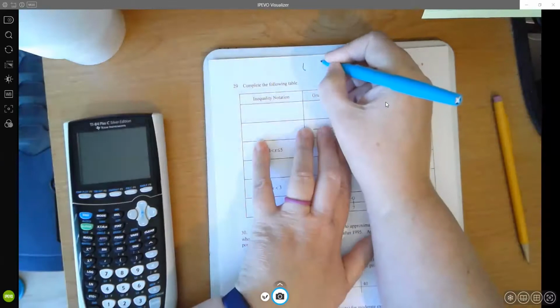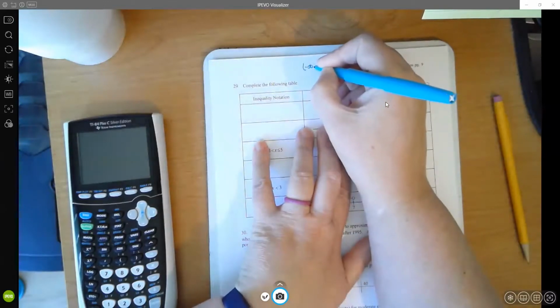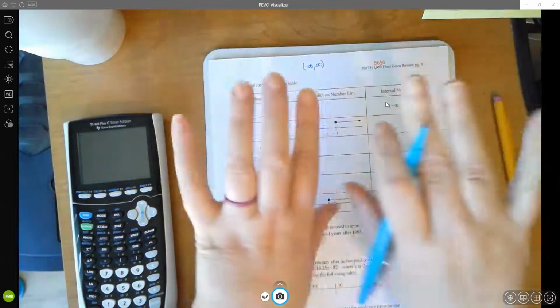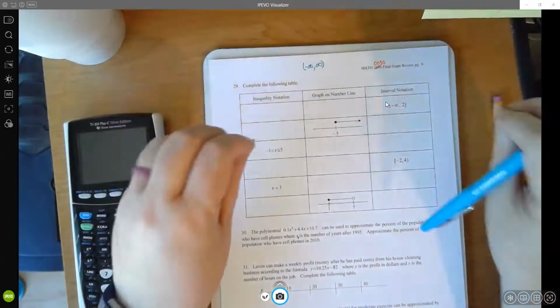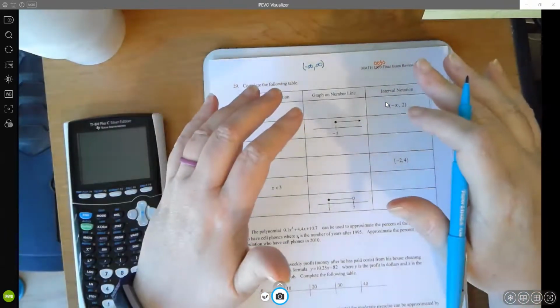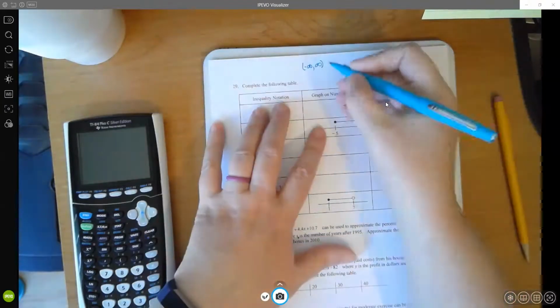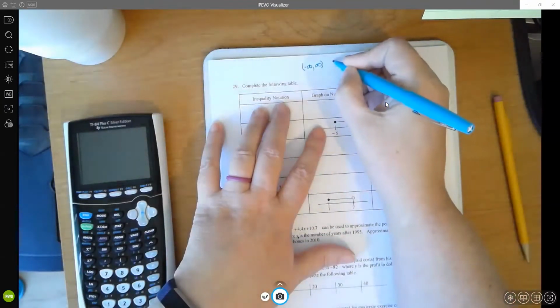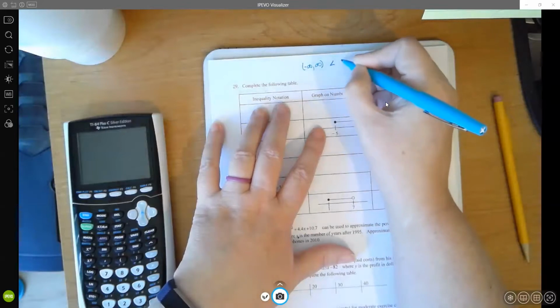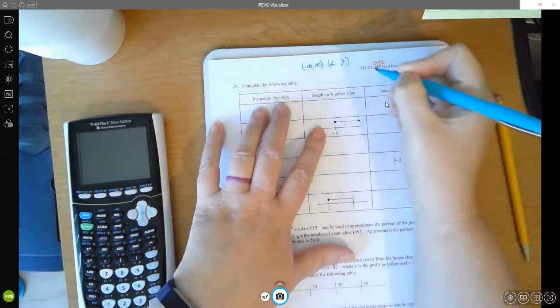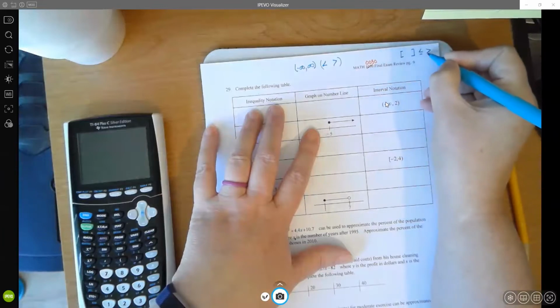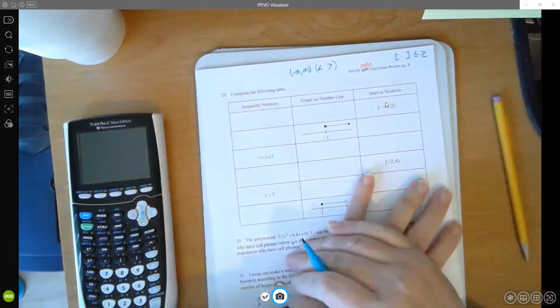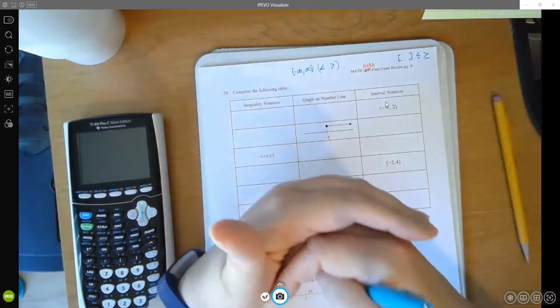Remember that your parentheses are always used with negative infinity and positive infinity, because we can never reach those numbers. Those are always out of reach. We cannot close those intervals, so those are always what we call our open intervals. They go with less than and greater than, also open intervals. Our closed intervals use brackets, and they go with less than or equal to and greater than or equal to. Those are the ones that include the endpoints.